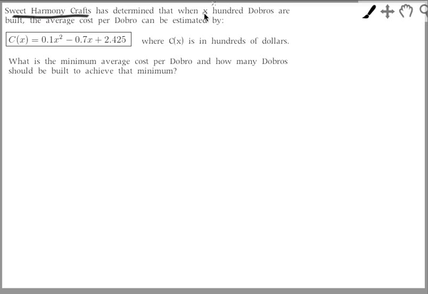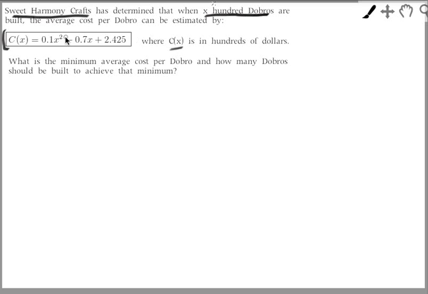They've determined that when x hundred Dobros are built, the average cost per Dobro can be estimated by this function here, where C of x is in hundreds of dollars.